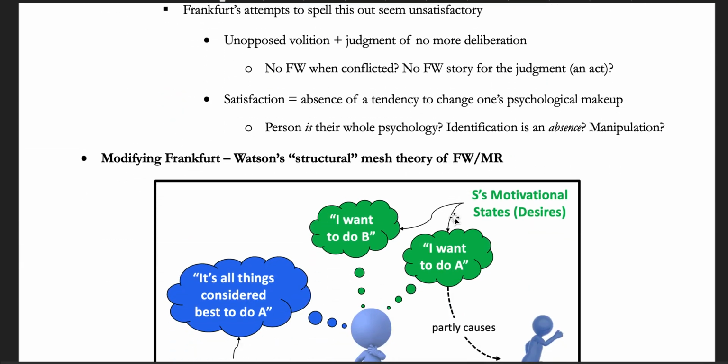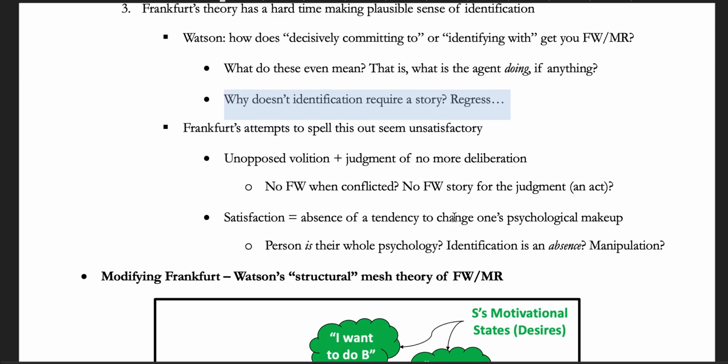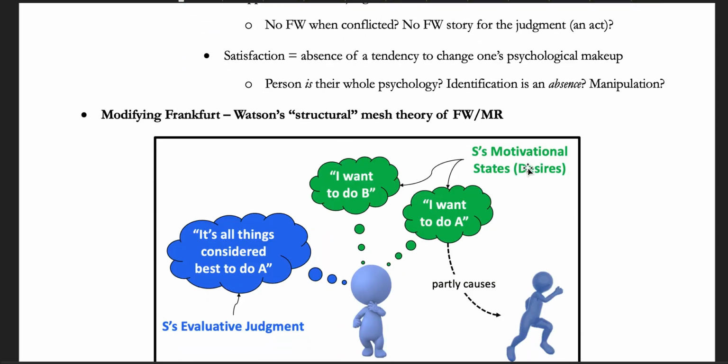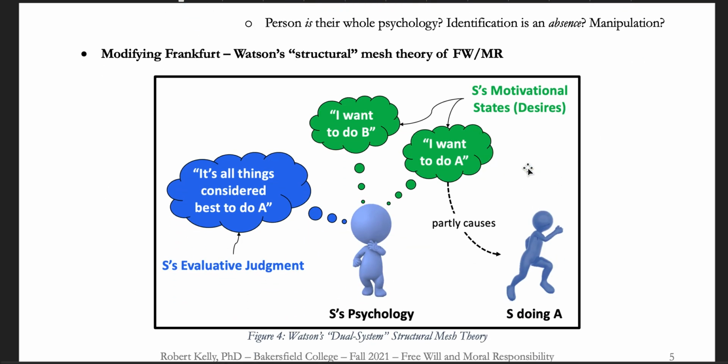Okay, now we'll look at Gary Watson, who raised this worry. He likes the view, but he raised this worry about identification. He wasn't really sure what that meant. But he invoked another kind of mesh theory, where instead of hierarchical, where you have one desire and then a higher order desire, a desire for that desire, you have the structure, what's called the structural theory, which is basically about these two systems, the motivational system and then the judgment, evaluative judgment system.